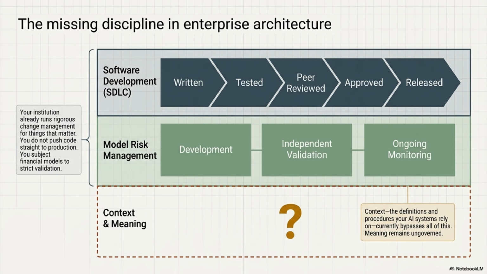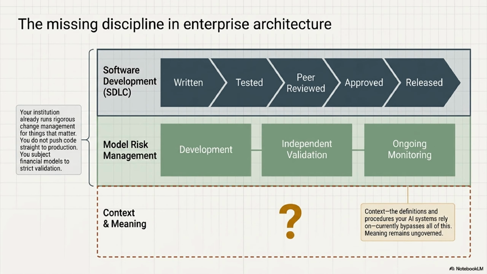Here's the principle. Your institution already knows how to manage change to things that matter. You just haven't applied it to meaning yet. You run a software development lifecycle, the SDLC. Nobody pushes code straight to production. It's written, tested, reviewed by someone other than the author, approved, released, and eventually retired.